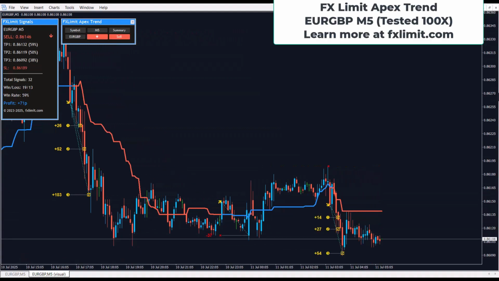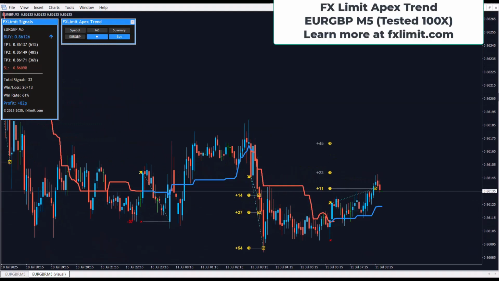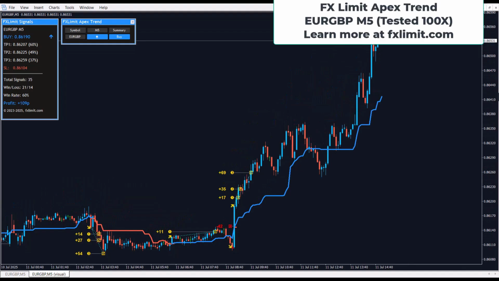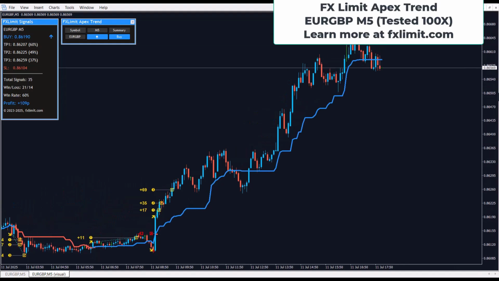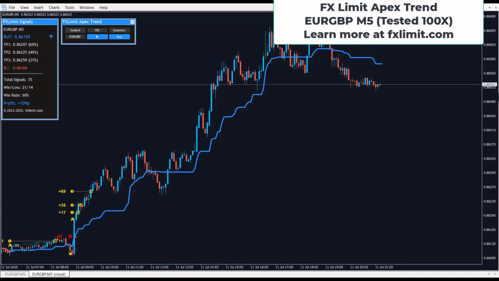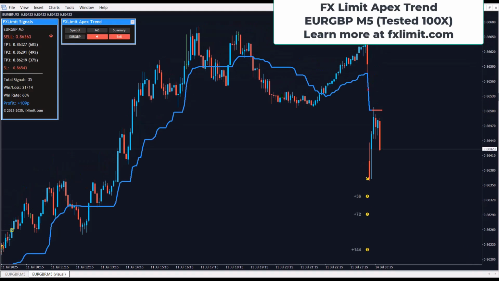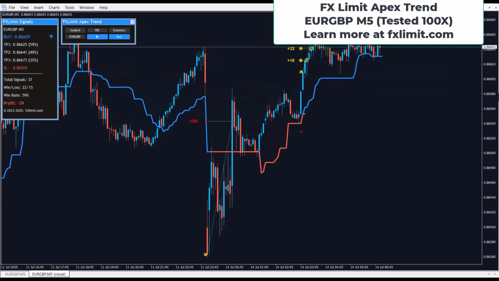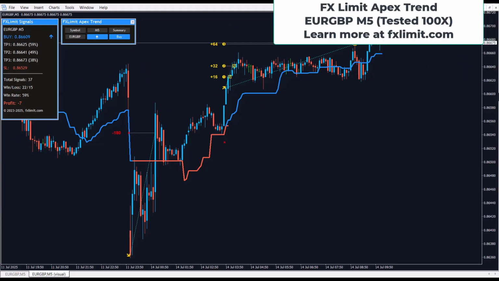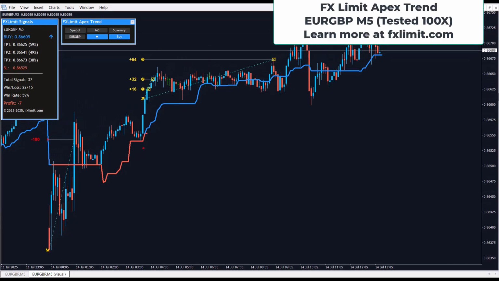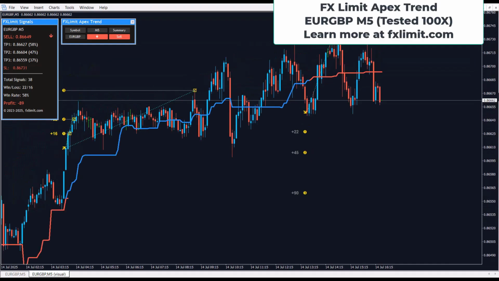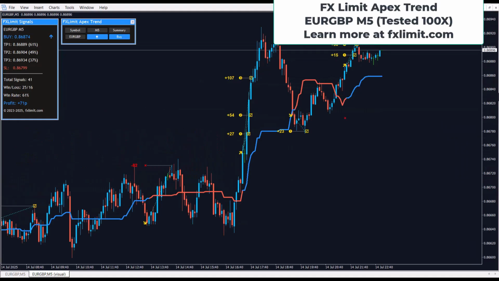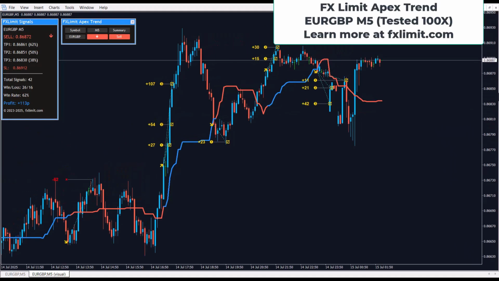What's really smart about this indicator is how it calculates stop loss. Instead of using a fixed number of pips like many traders do manually, the Apex Trend uses a dynamic stop loss that adapts to the current market structure. It looks at support and resistance levels or uses an ATR multiplier, which means your SL is always placed at a logical point, far enough to avoid premature stop-outs but close enough to manage your risk efficiently. This makes it way better than just using a one-size-fits-all SL.